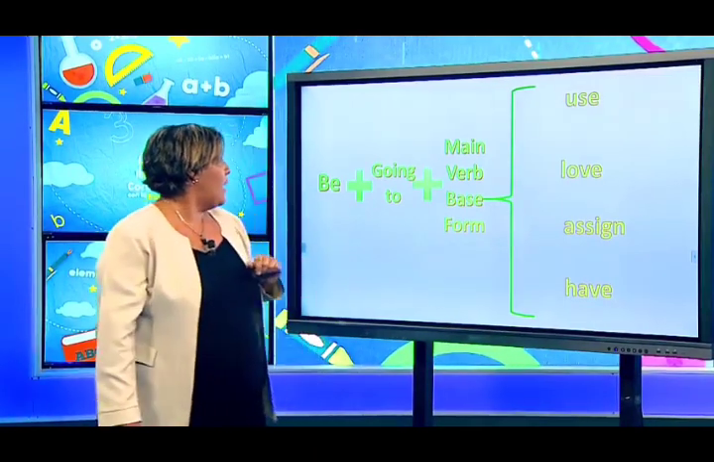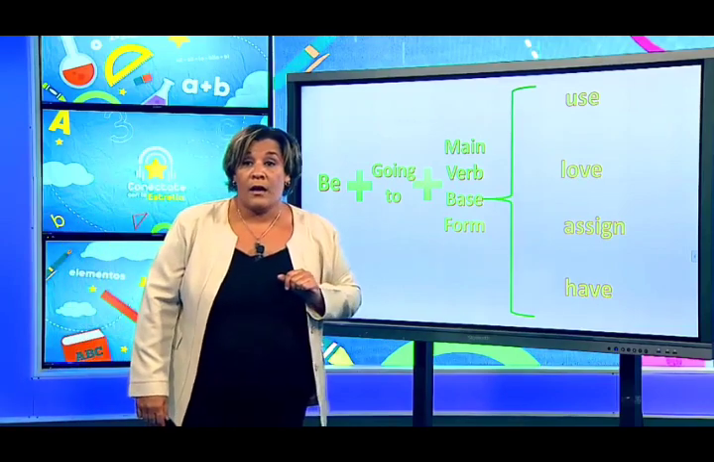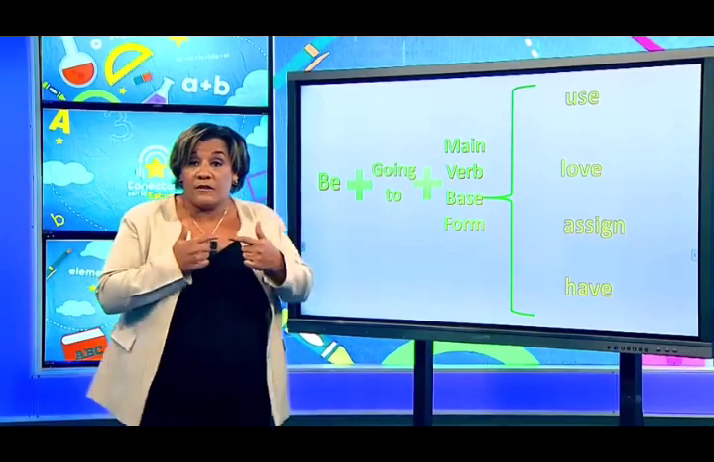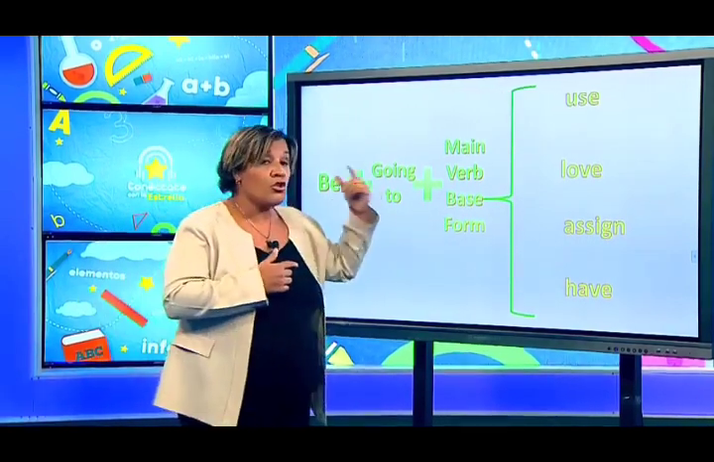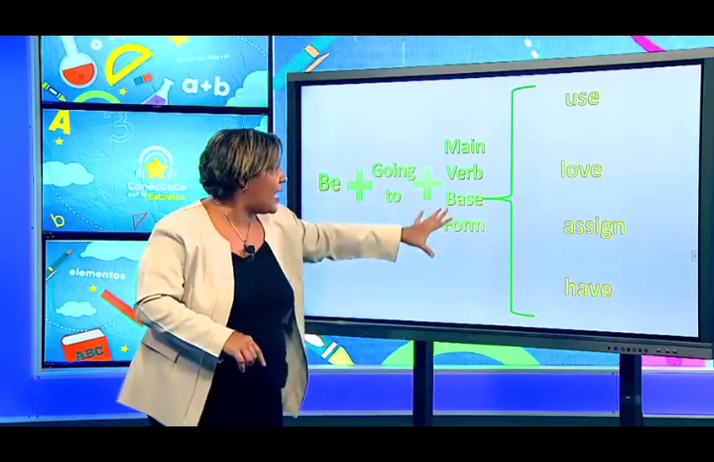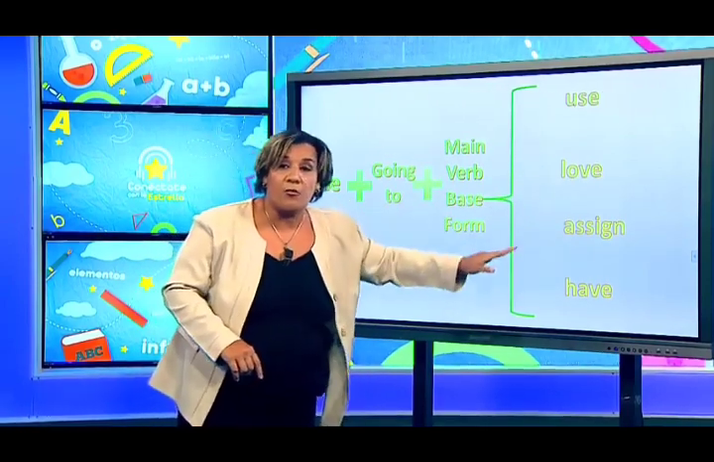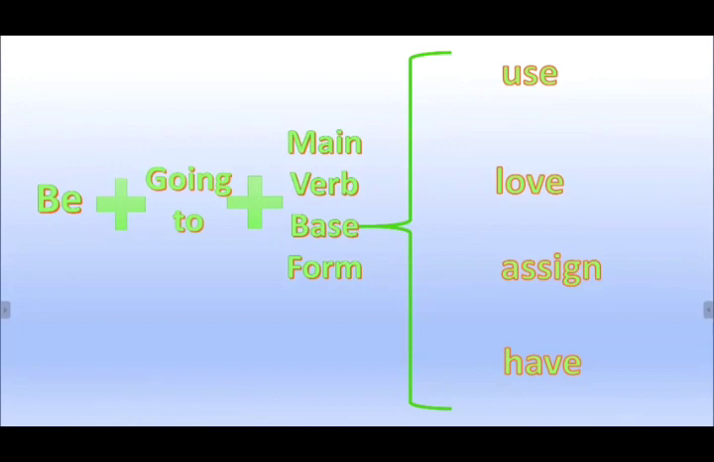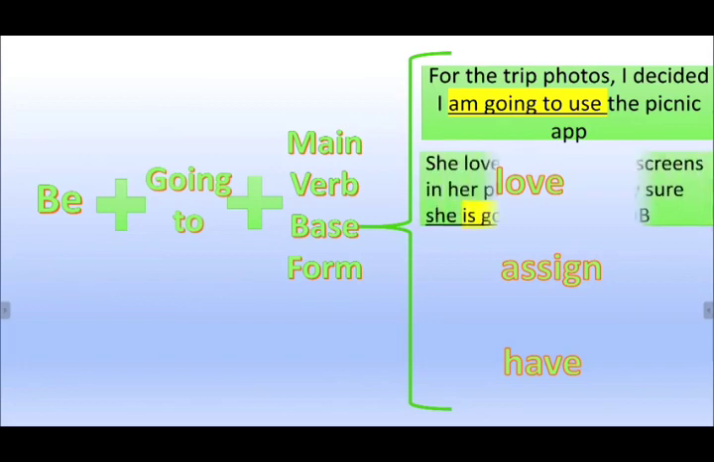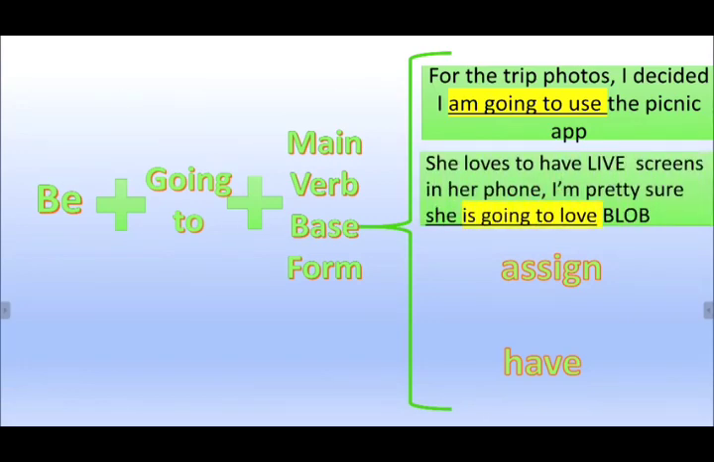Now let's take a look at be going to. And I know that sometimes people don't want to have the be, but I put it because the be changes depending on the subject you use, okay? So we have going to, again, the main verb, the verb in the base form. We have the verbs use, love, assign, and have. So for the trip photos, I decided I am going to use the picnic app, okay? We have love. She loves to have live screens in her phone. I'm pretty sure she is going to love Blob.